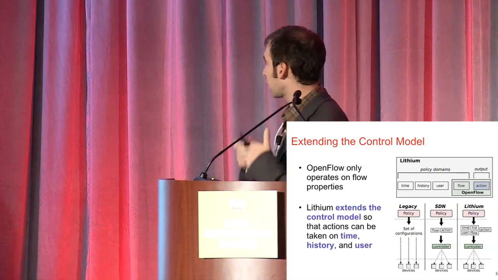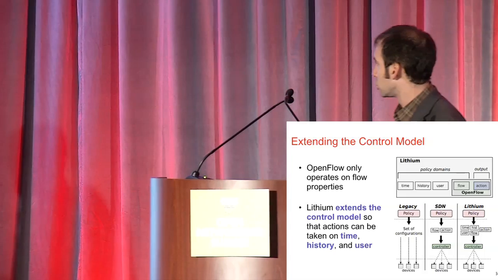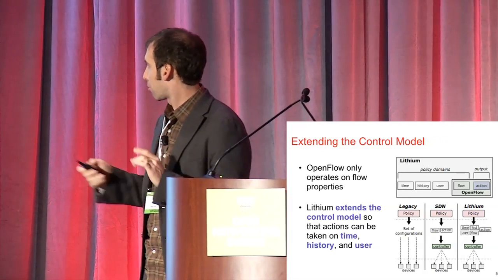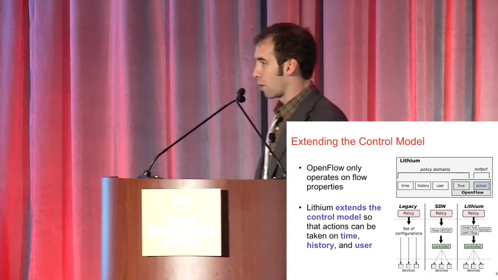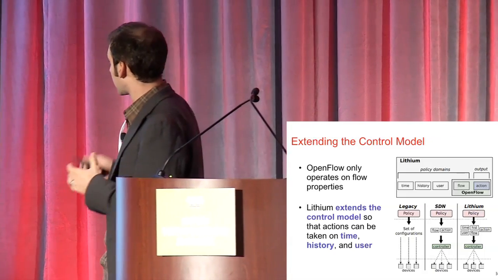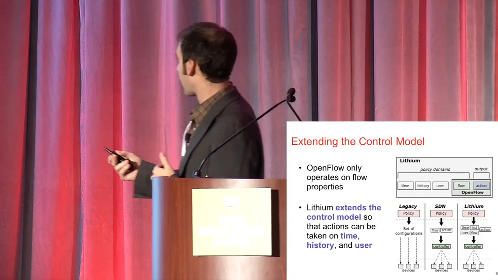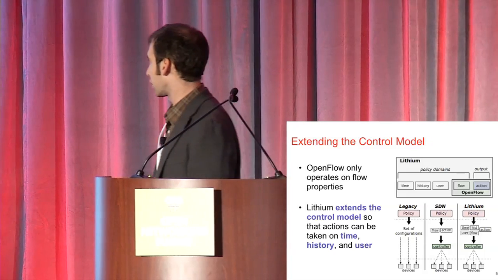In a nutshell, this is basically what we do. We take the OpenFlow control model and extend it in a very simple way. The basic OpenFlow spec typically only operates on these flow properties. We're all very familiar with that. Here's basically how Lithium extends that. When we think about OpenFlow control, we think about flow characteristics and then actions that may take place based on properties of particular flows.